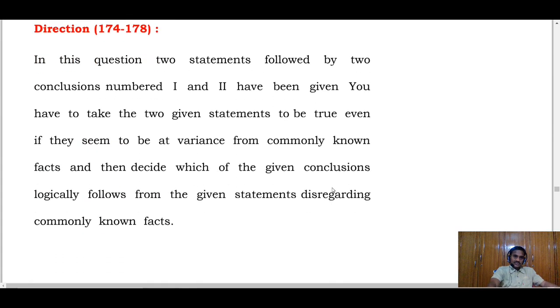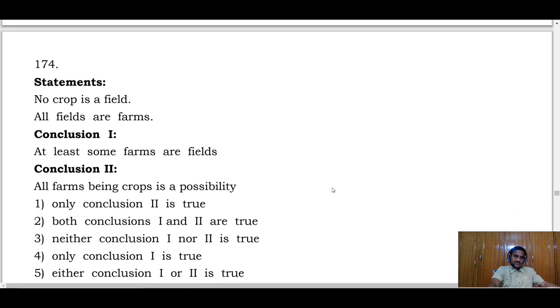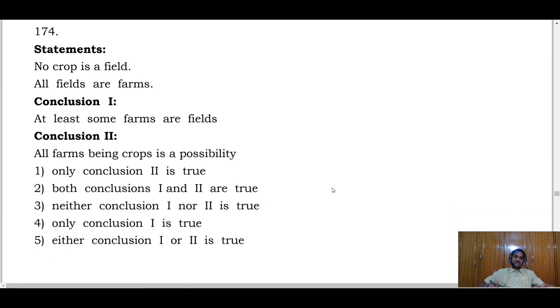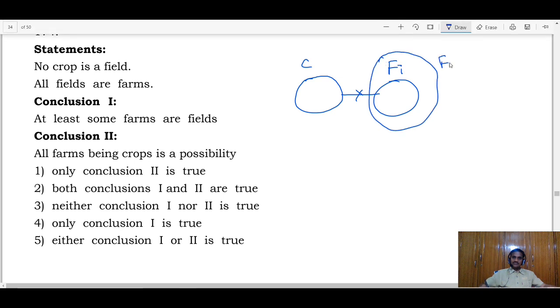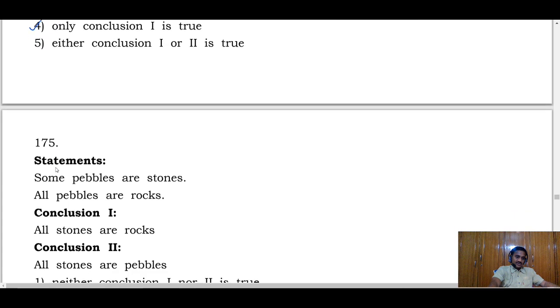Then 174 to 178. Now, these are based on syllogisms. No crop is a field. This is crop and this is field. No crop is a field, and all fields are farms. All fields are farms. Then some farms are fields. Some farms are fields, definitely true. All farms are crops is a positive conclusion, and farms and crop are not related, so no crop is a field will be false. So only conclusion 1 is true, that is choice 4. Done? Now 174, it is choice 4.